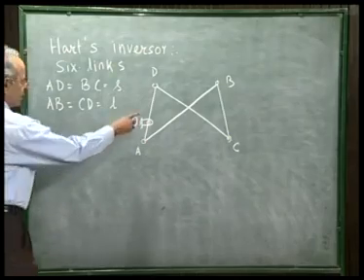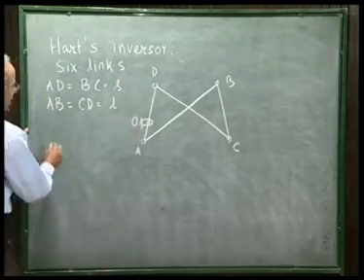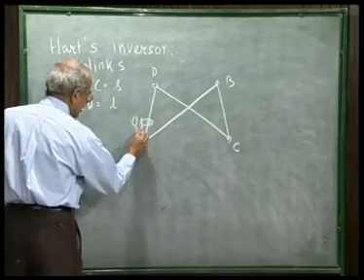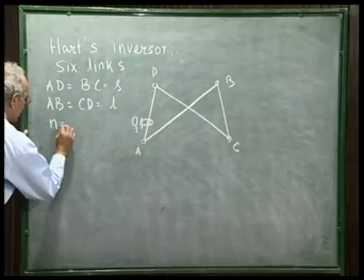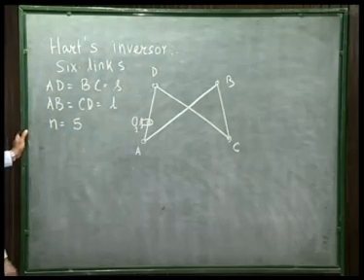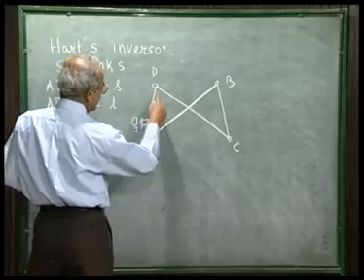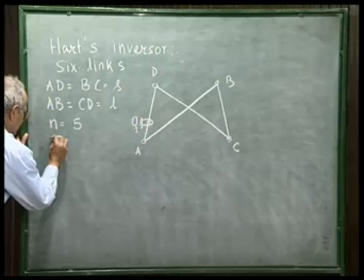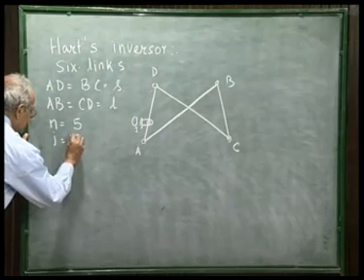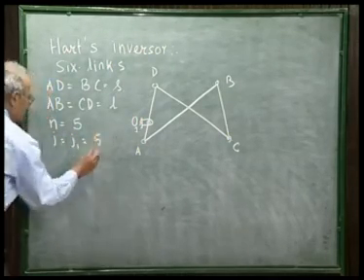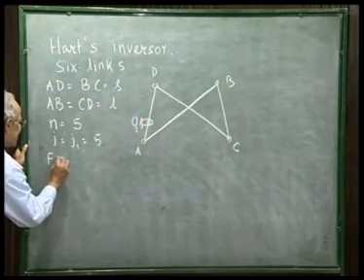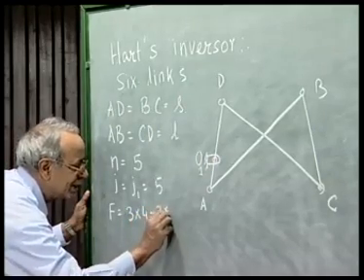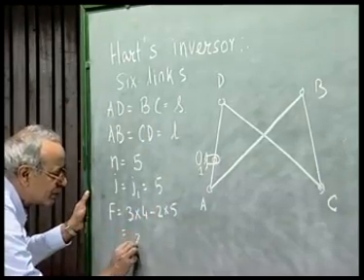Now, if I find the degrees of freedom of this assembly, what we see? We had 4 links and a fixed link. So, n, the total number of links, is 5. And we have 1, 2, 3, 4, 5 simple hinges. So, j, that is j1, is also 5. So, the degree of freedom is 3 into (n minus 1), that is 3 into 4, minus 2 into j, that is 2 into 5, which is 2.